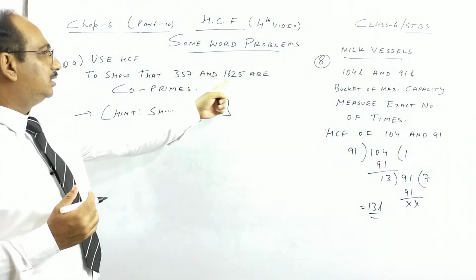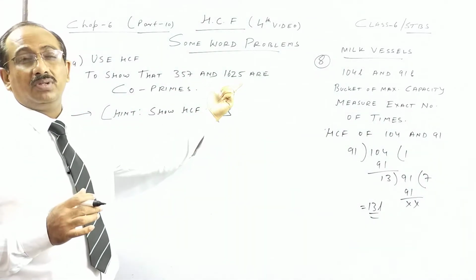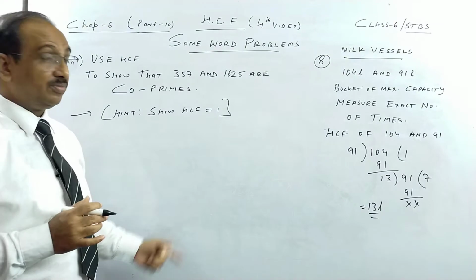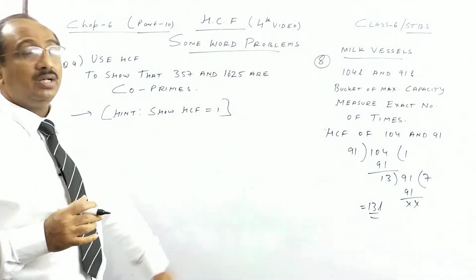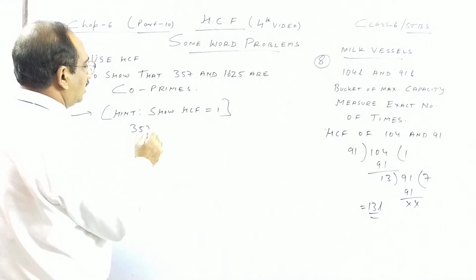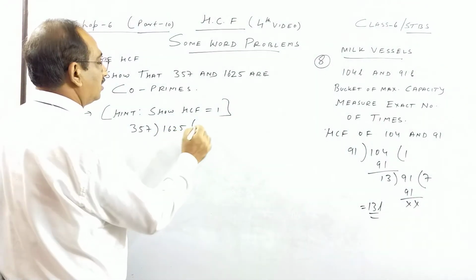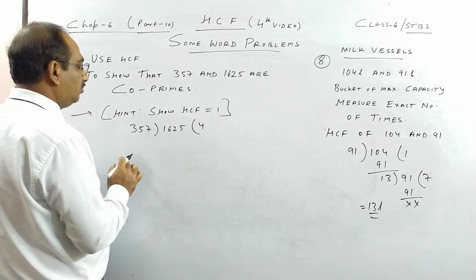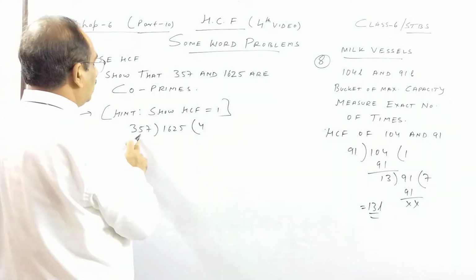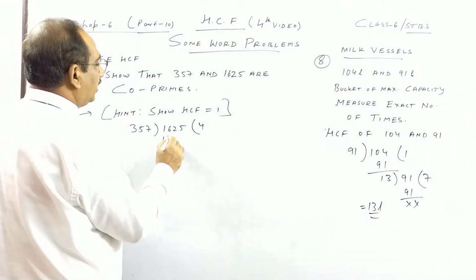Show that these are co-prime, meaning there is no common factor between them. There is no common factor between them means we have to show that the HCF is 1. So let us see that the HCF is 1, they have no common factor. This will go 4 times, children. Okay, if you multiply 354 is a 1400, 28.